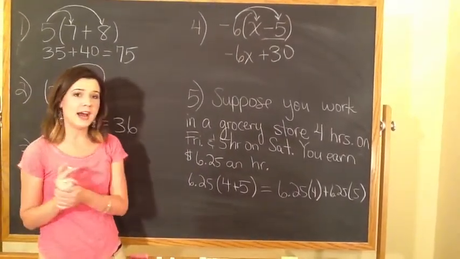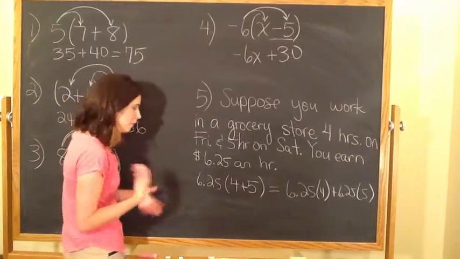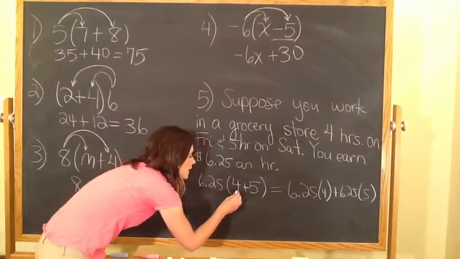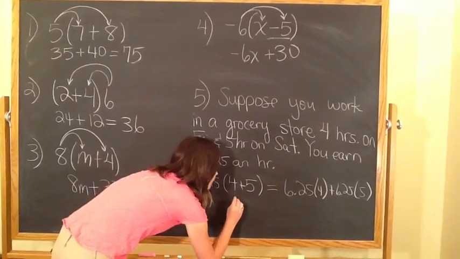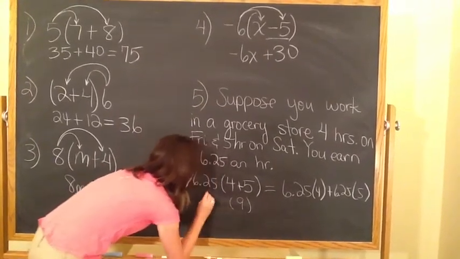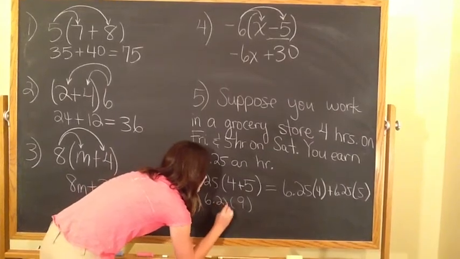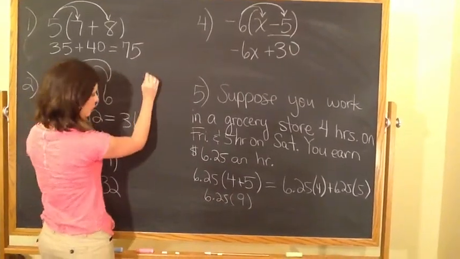So let's go ahead and add these two problems up, or multiply and add these problems up. So let's go ahead and use the order of operations. Let's do 4 plus 5, and that'll give us 9. And then if we multiply 9 times 6.25, we're going to have to do some work over here.